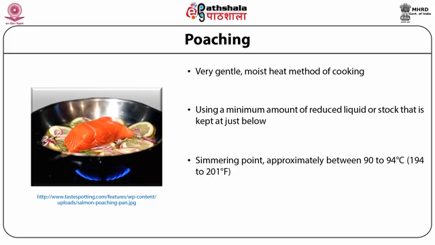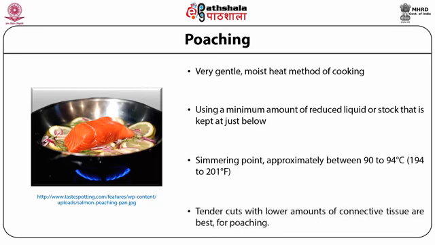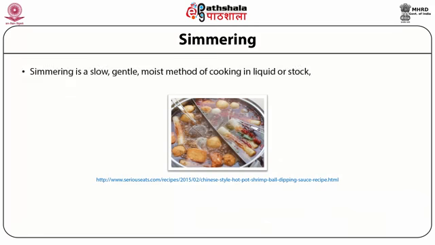Poaching methods. Poaching can be done on the stove in a pan, in a bread pan, or in a covered dish in the oven at between 160 to 180 degrees Celsius. Poaching temperatures are lower than those used for simmering, and poaching times are shorter. Tender cuts with low amounts of connective tissue are best for poaching. Simmering.